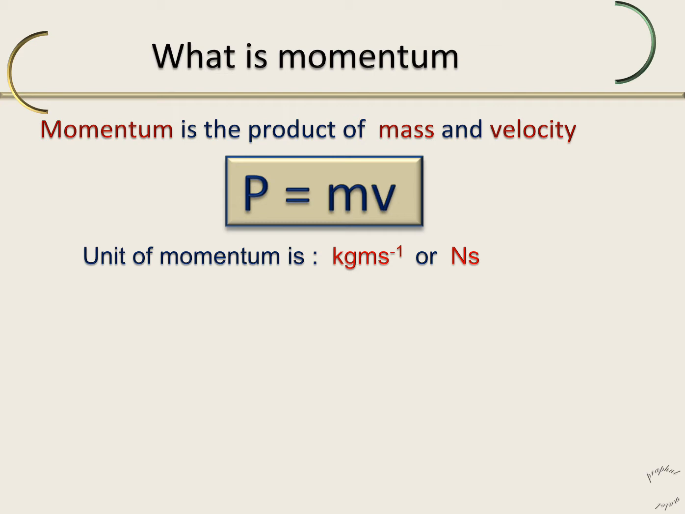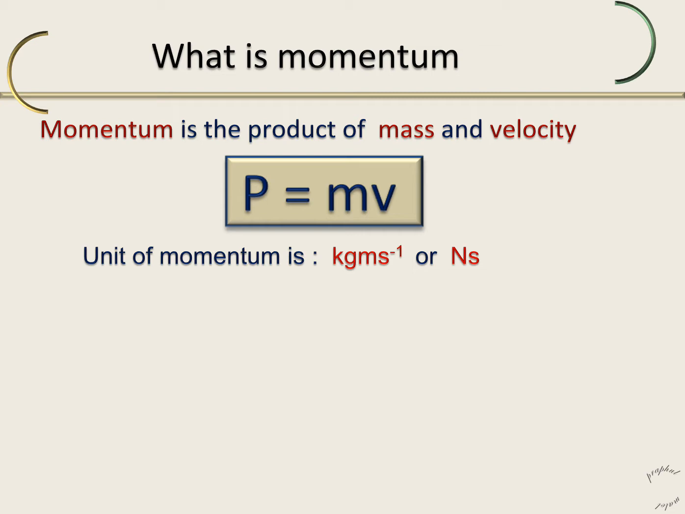The unit of momentum, one unit you can get directly from the equation: mass is in kilogram and velocity is in meter per second, so you get kilogram meter per second. It has an alternative unit, newton second also, which we will come across later.